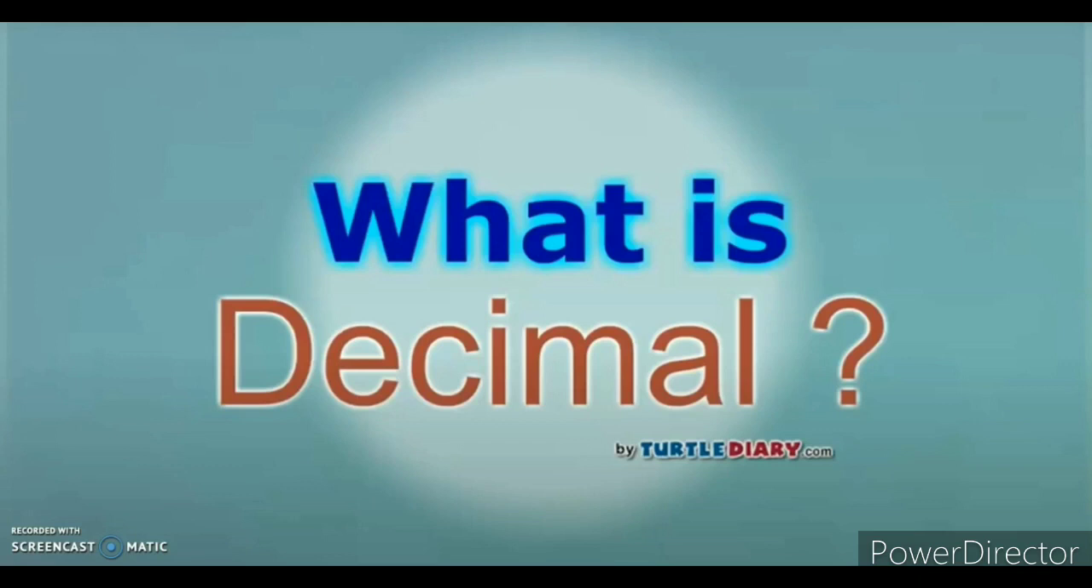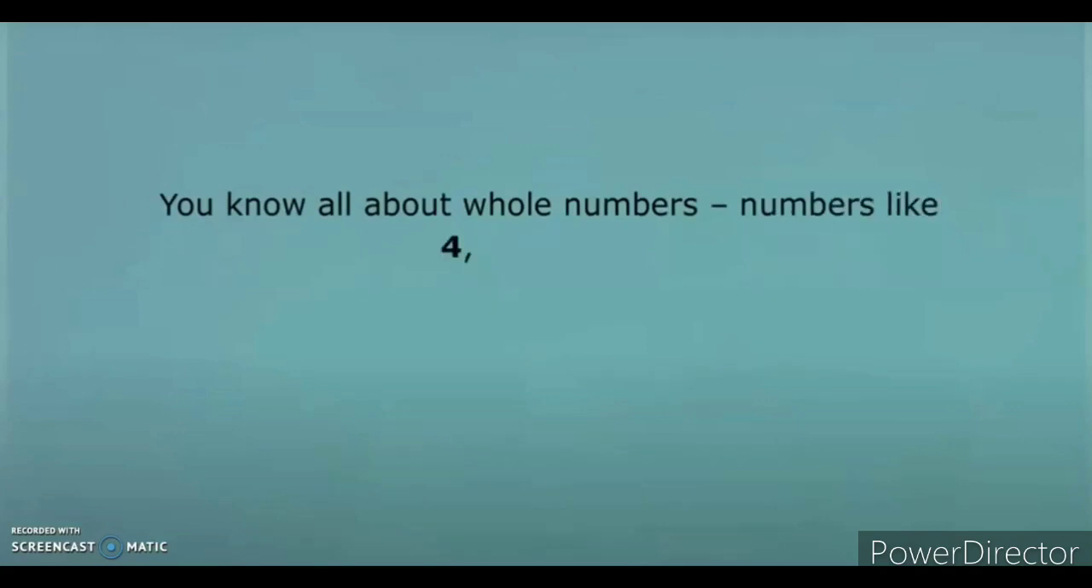Hello children, so today we'll be starting our sixth chapter, that is decimals. Before starting the chapter, I want to know from you, what is a decimal, children? You all know what a decimal is. So let's recapitulate it. You know all about whole numbers. Numbers like 4, 76 or 532 are all whole numbers.